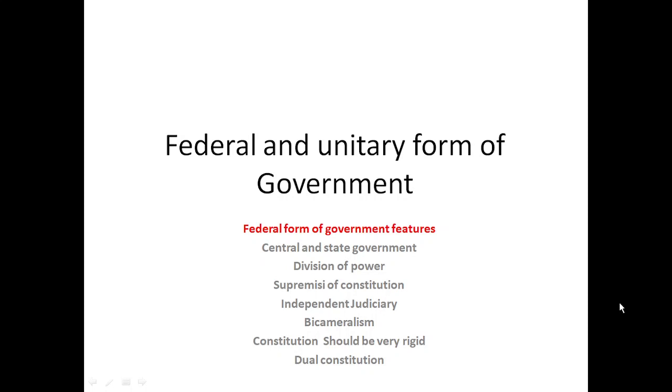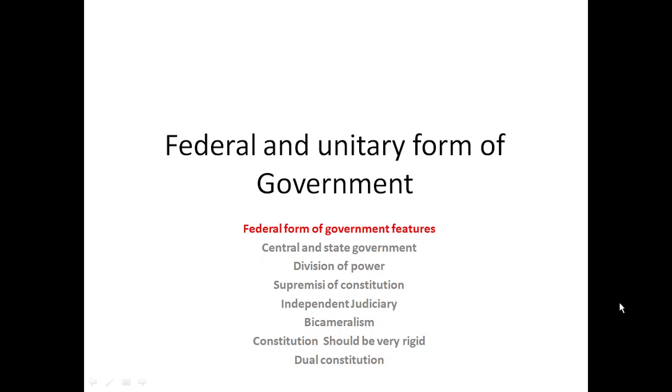Instead of the center or the state being the source of power, ideally we should ensure that there is another authority from which the center and the state get their power, and that authority is the Indian Constitution. Next is supremacy of the constitution: both the center and the state are subject to the supremacy of the constitution only. Apart from that, there should be an independent judiciary.